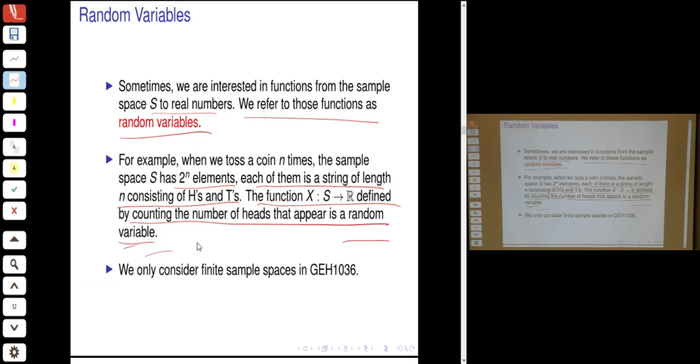These are examples of random variables, which are essentially functions which take in as input the outcome of a random experiment, and the output is a number. And because the input, that is the outcome of the random experiment, is random, the output of this function is also going to be random, and therefore, it is called a random variable.